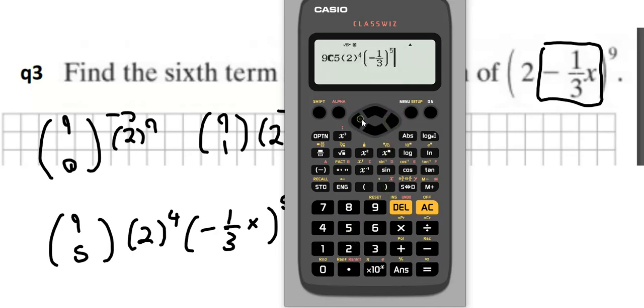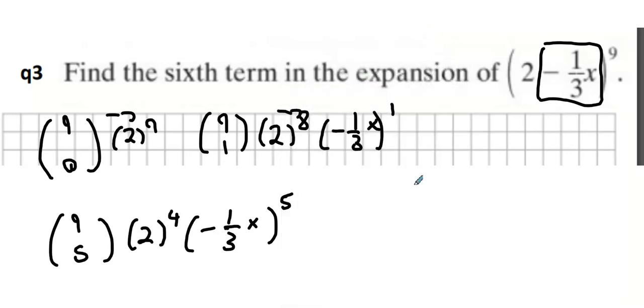Error. Now, I think I understand where it happened there. See the 9C5? I think I'm going to put a bracket around that. Minus 224 over 27, or minus 8.296. 224 over 27, okay, look at this. Now, I don't get full marks for that.